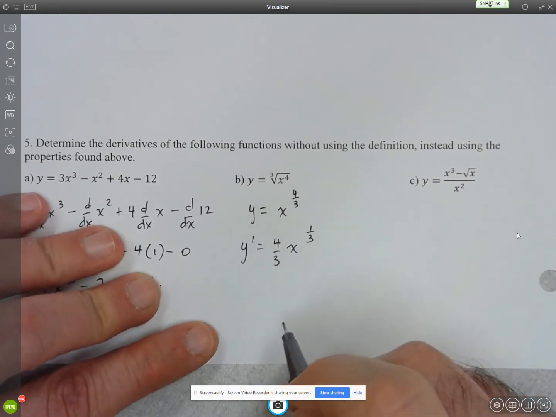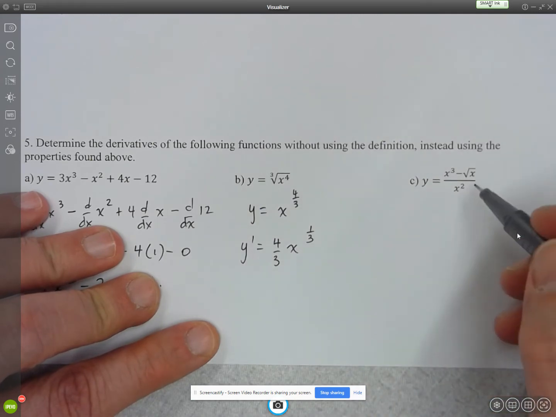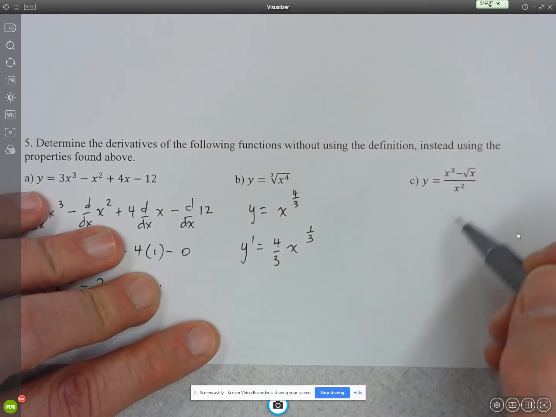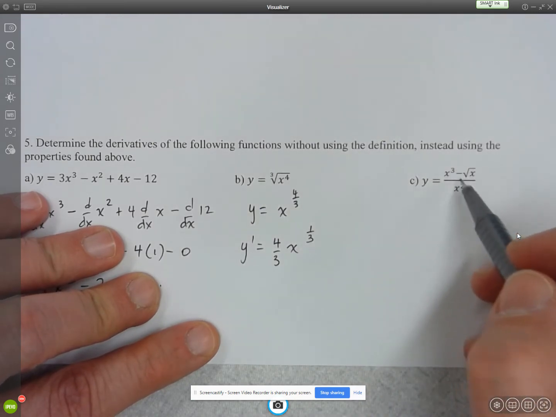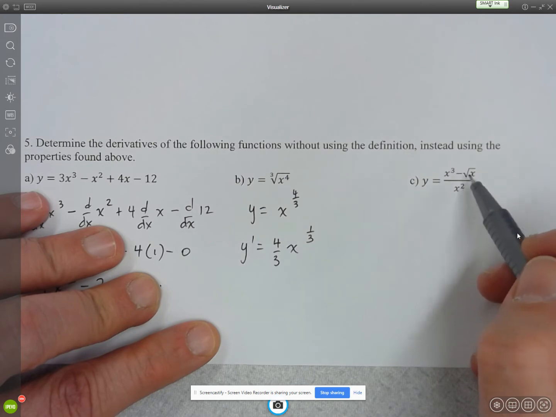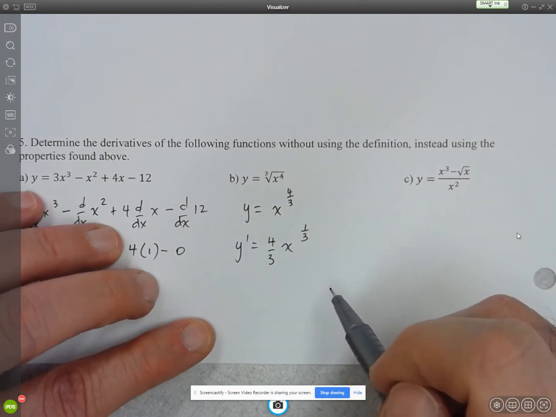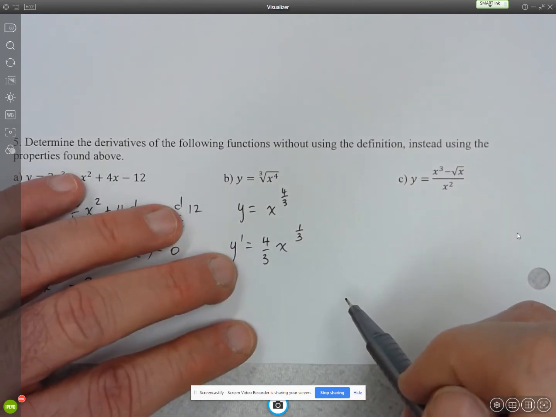All right, let's look at this last one here. Now, I've got a quotient of two functions. It looks like I can take the derivative of the numerator. I can take the derivative of the denominator. But at this point here, we saw that the derivative of a quotient is not the quotient of the individual derivatives. So I'm going to have to find some other option here.